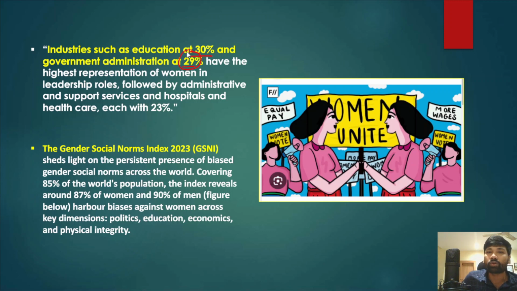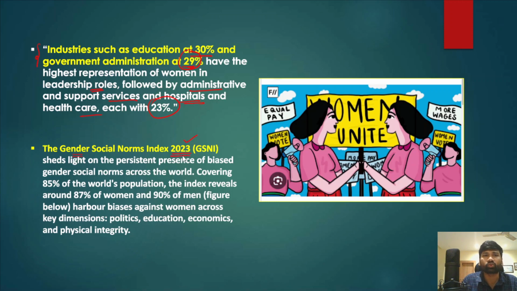There is a 29% women representation, because there are several state governments which actually provide reservation for women in administration. And at the same time, there is no such discrimination in government administration when it comes to giving a job. So therefore, government administration represents 29% of the women, and that is being followed. Most of the women that we have discussed in education and government administration are playing leadership roles. So this is being followed by support services, administrative services, hospitals and healthcare, each with around 23% representation of women.